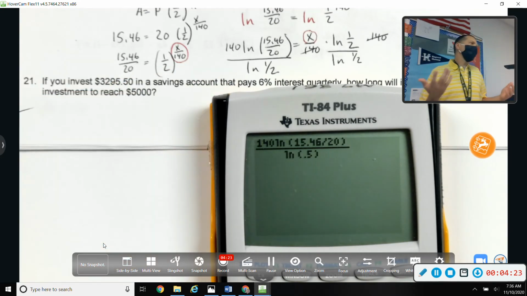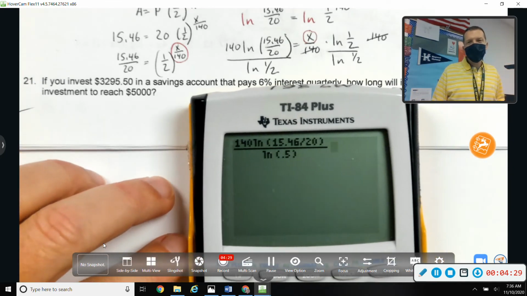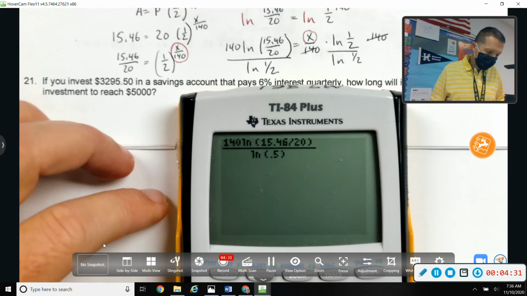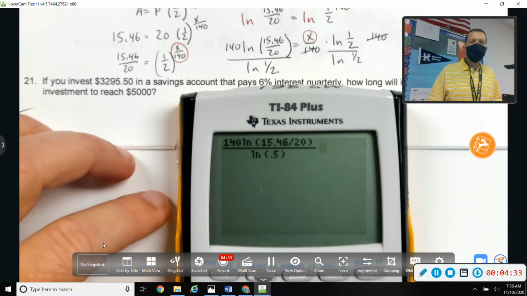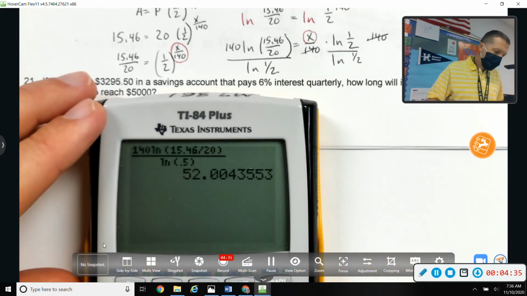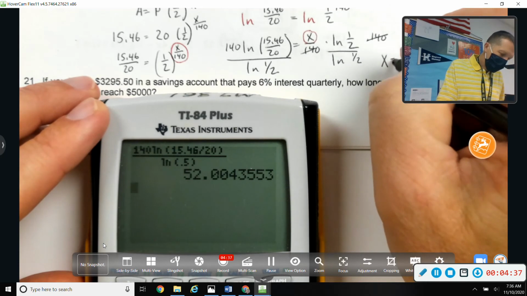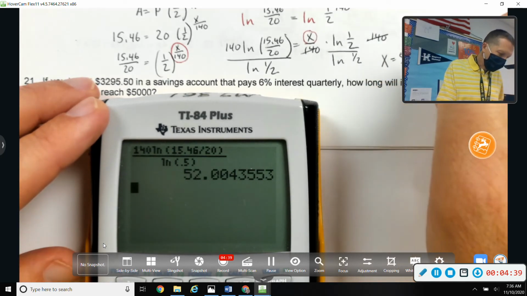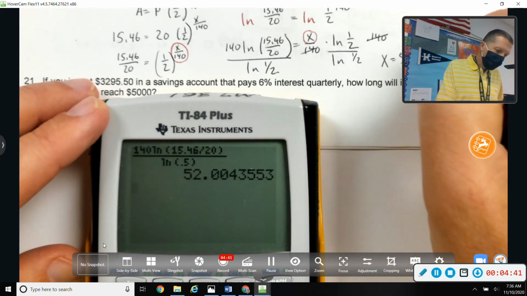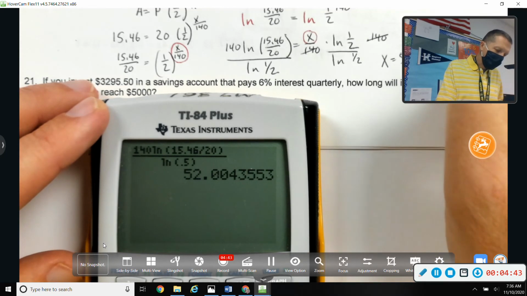Again, the fraction bar is completely up to you. If things are complicated, I use it to keep things straight. If things are pretty easy and I can get by without it, whatever. Use it every time, use it none of the time. Your choice. 52.004. Generally, we want 3 decimal places.